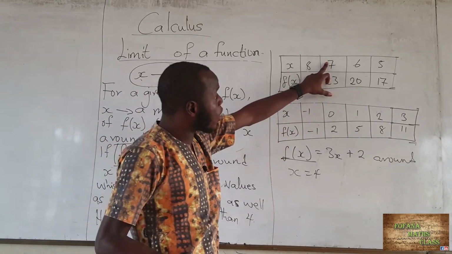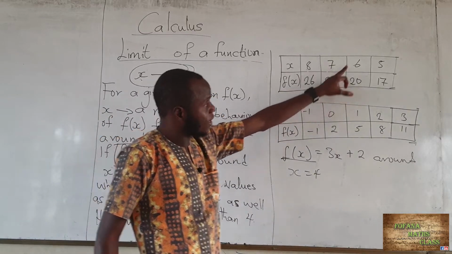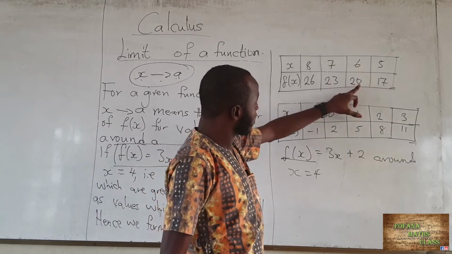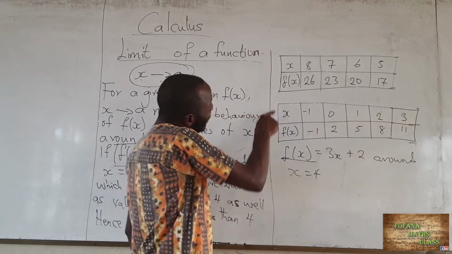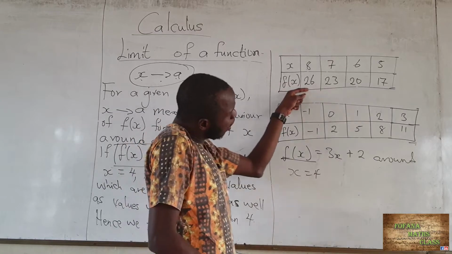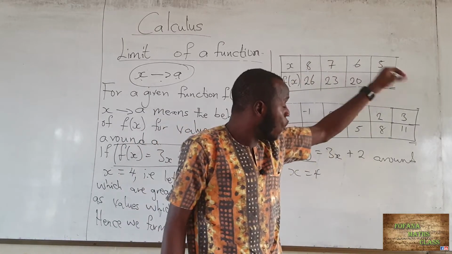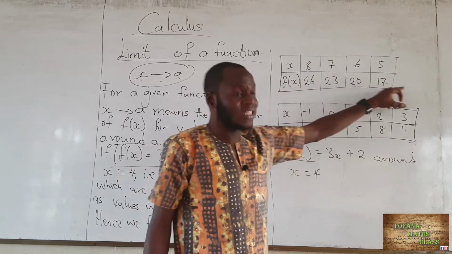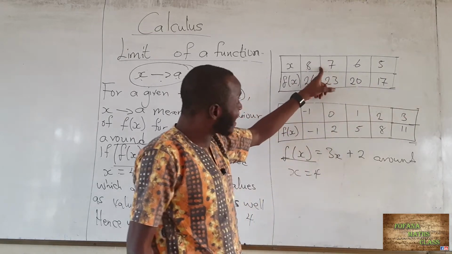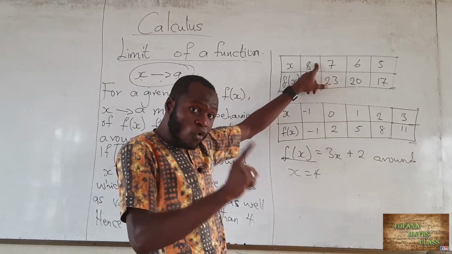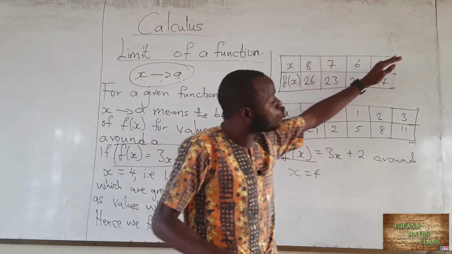All right, with the second one it will be what? 23. The third one, which is 6, the value will be what? 20. So you will realize that the f of x is also approaching a certain value. As x is approaching 4, f of x is also approaching a certain value. So here, values that are greater than 4 are also reducing towards what?